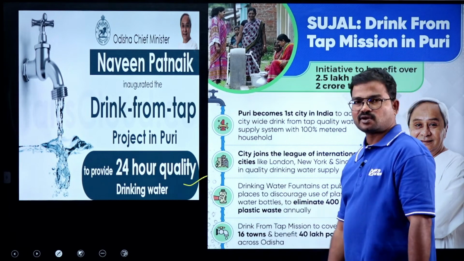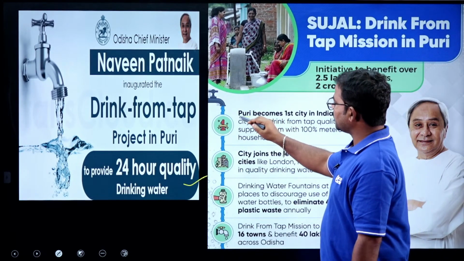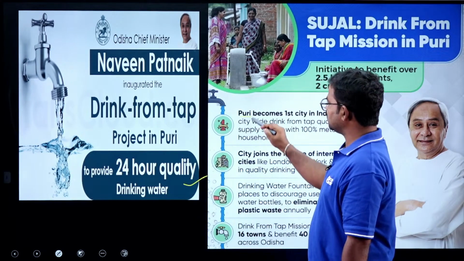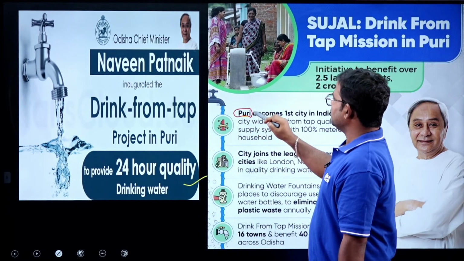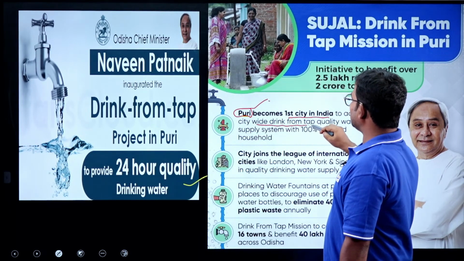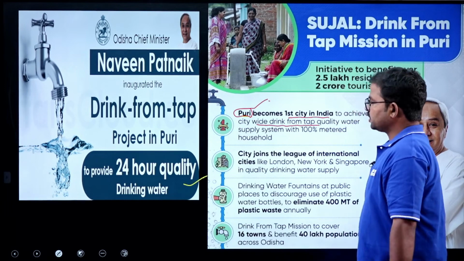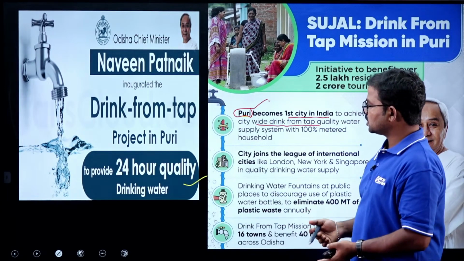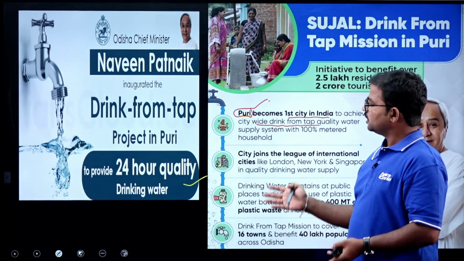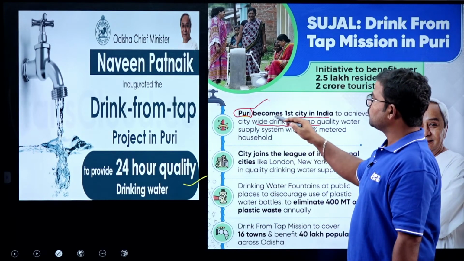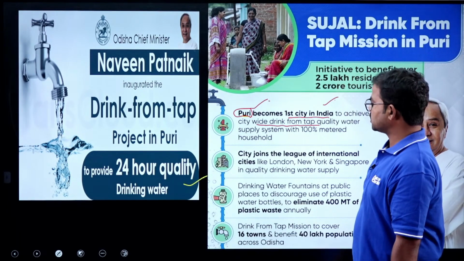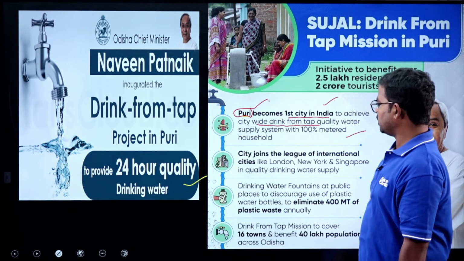One more interesting concept is that the pilot project was implemented first in Puri. Puri becomes the first city in India to achieve drink-from-tap quality water. Almost the entire region of Puri has this scheme. That's why you have to remember Puri becomes India's first city to implement the Sujal scheme. Okay, next one.